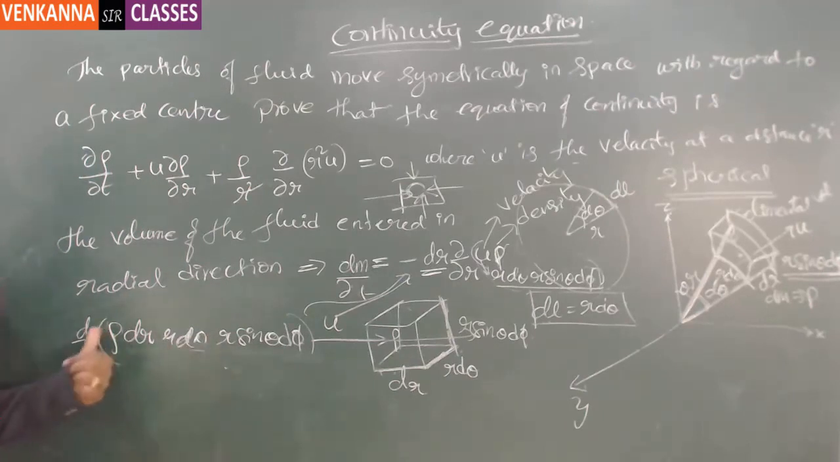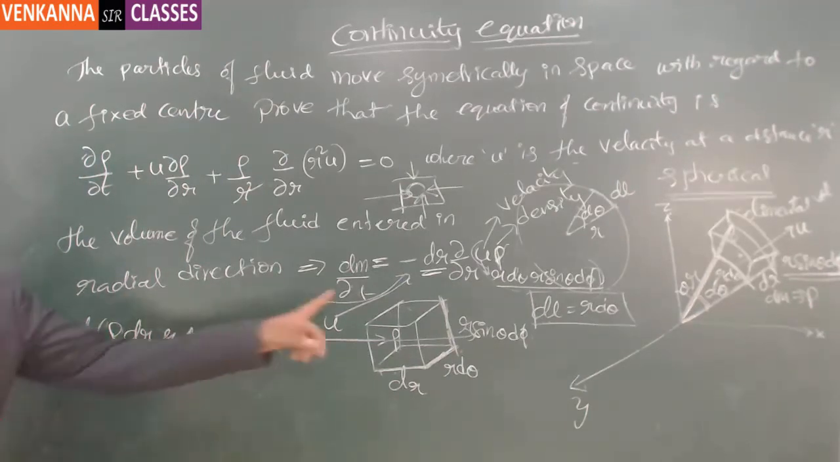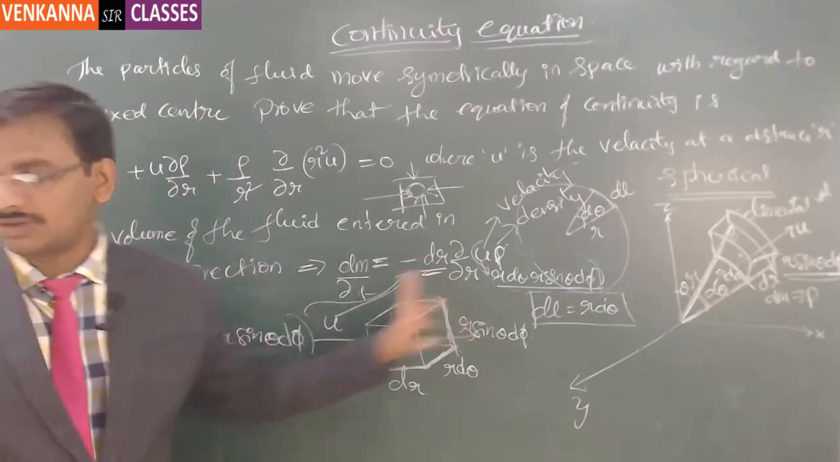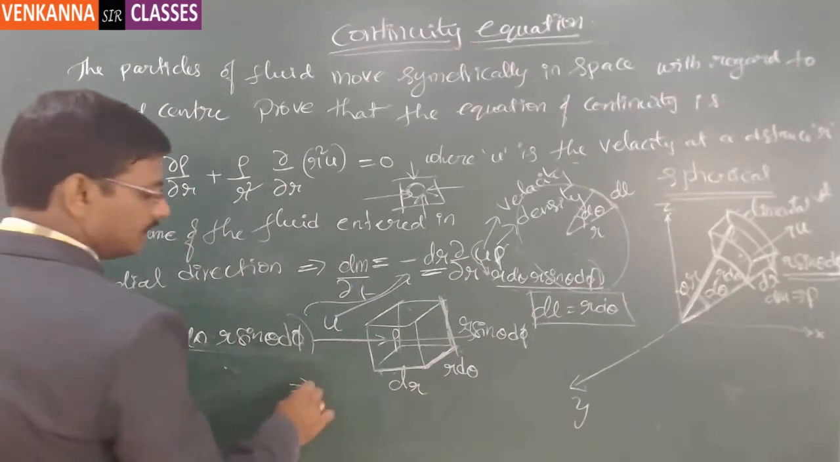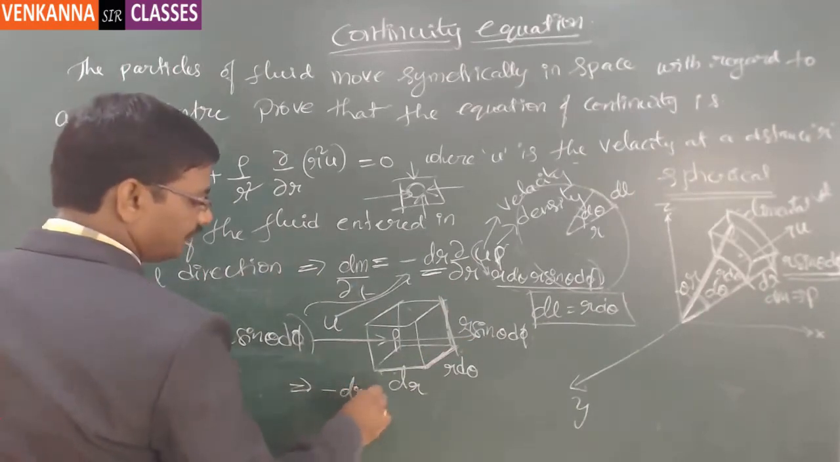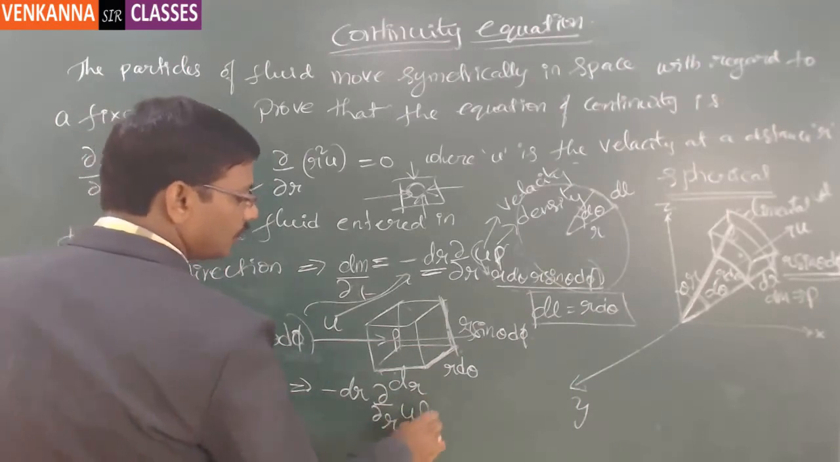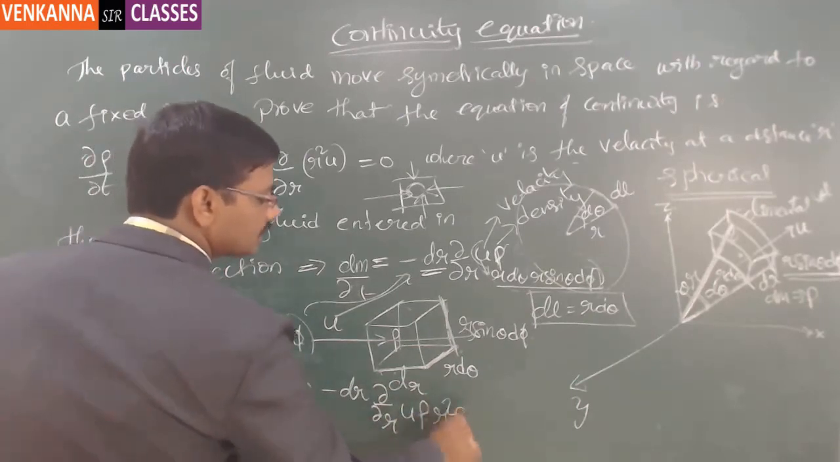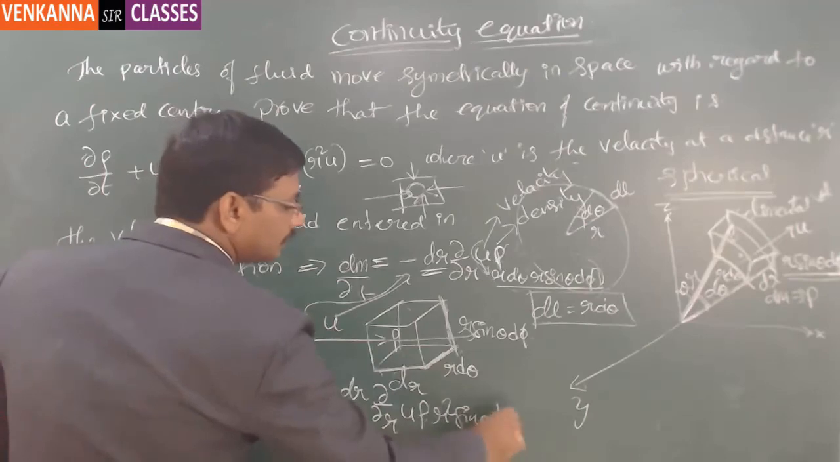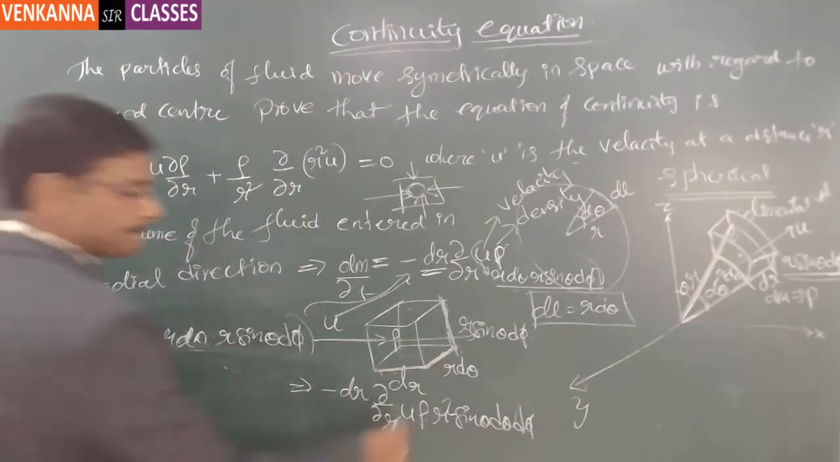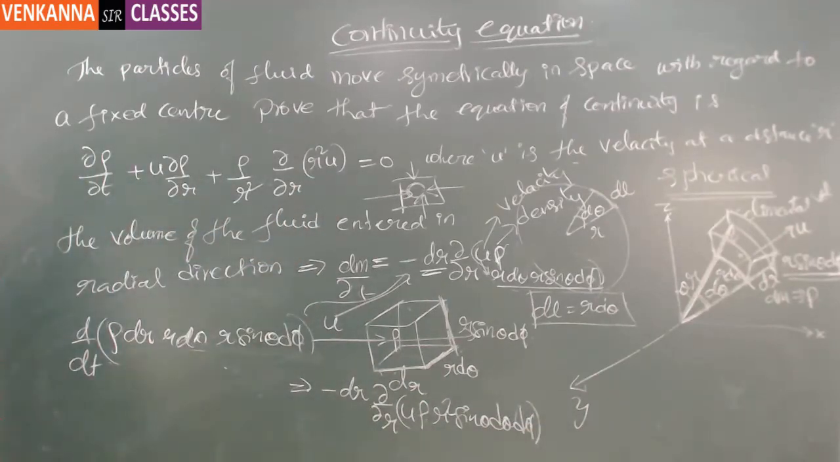Now the time rate of change of mass should be equal to the right side part of it. So the right side part of it is minus dr into dou by dou r of u into rho into r square sin theta into d theta d phi. Got it? R square sin theta d phi.